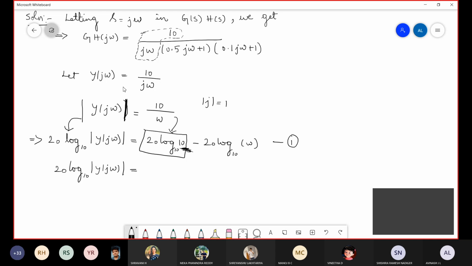Yes or no? So it will be coming like 20. So here 20 will be coming. So here 20 minus 20 log to the base 10 of omega.